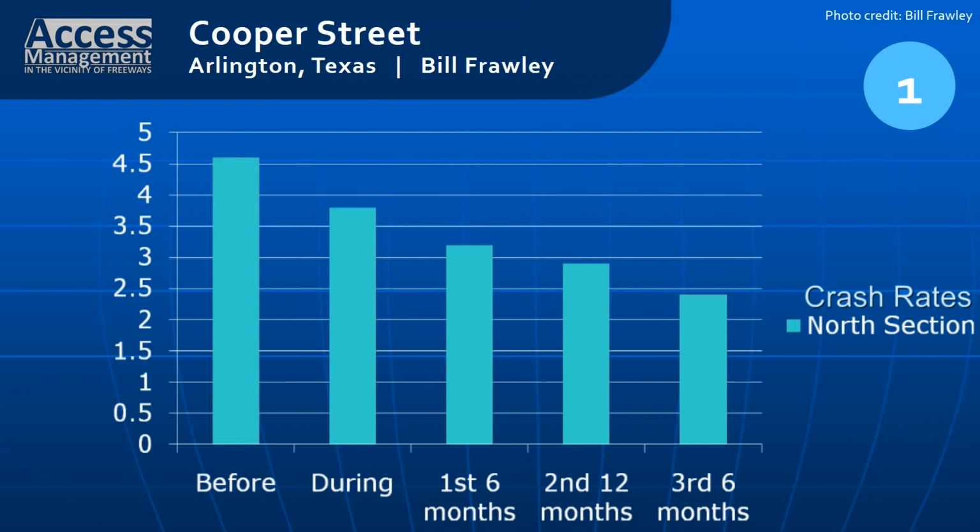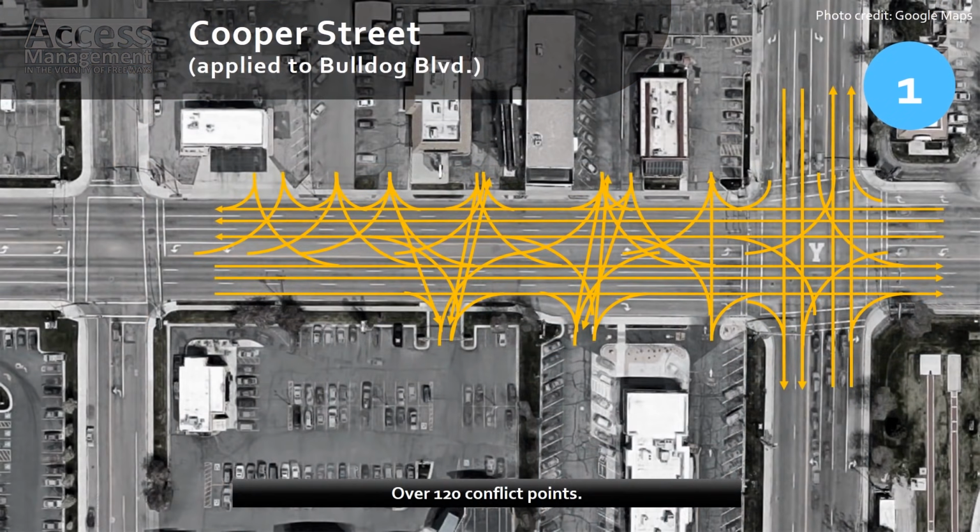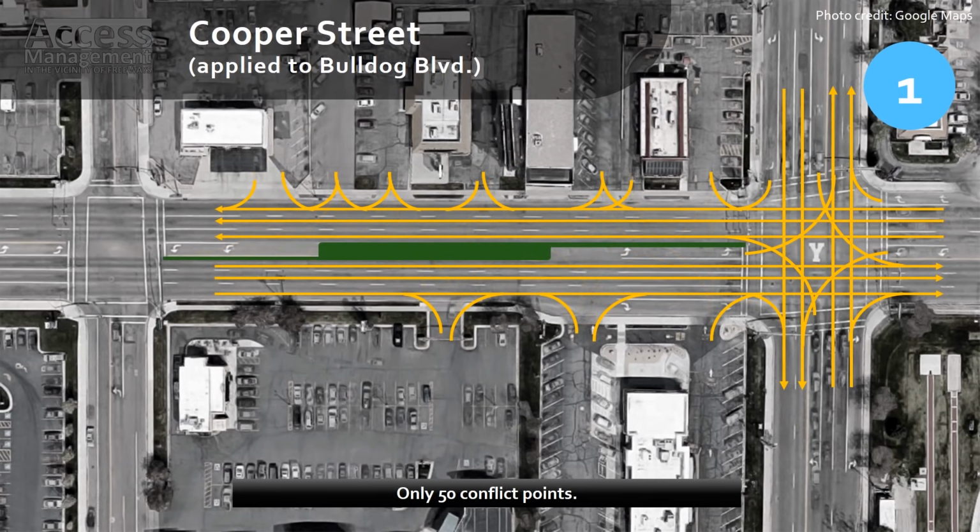Why is that? If we apply it to our Bulldog example, what if we came and put a raised median in there? What does that do to all this conflict? Most of it goes away, more than half of it. There is one more conflict point of people making a U-turn here, but that little extra bit of conflict is nowhere near what you had before.